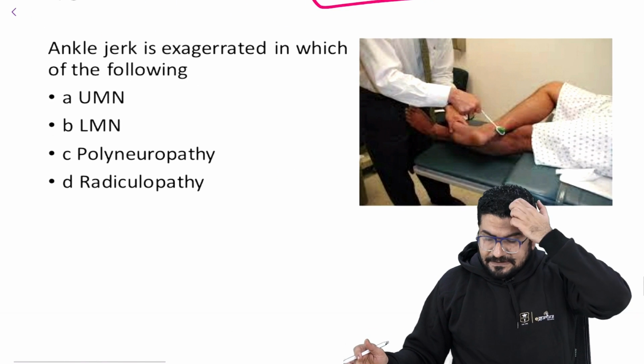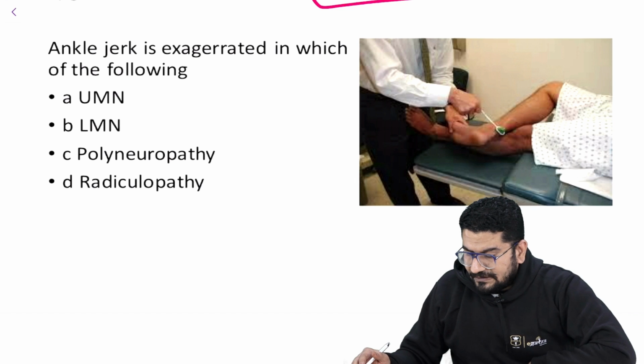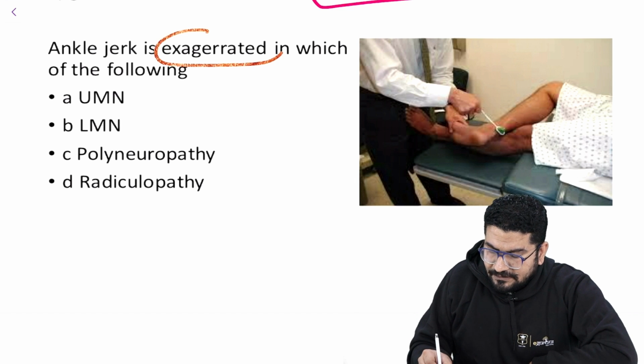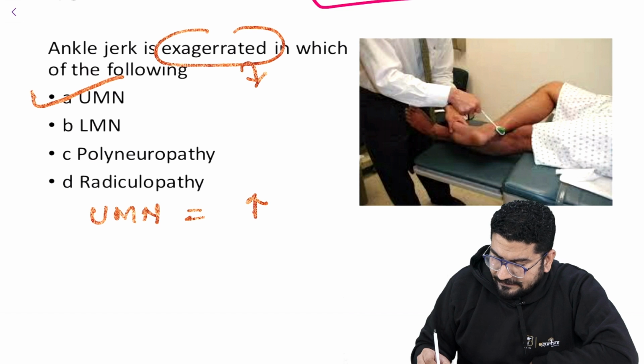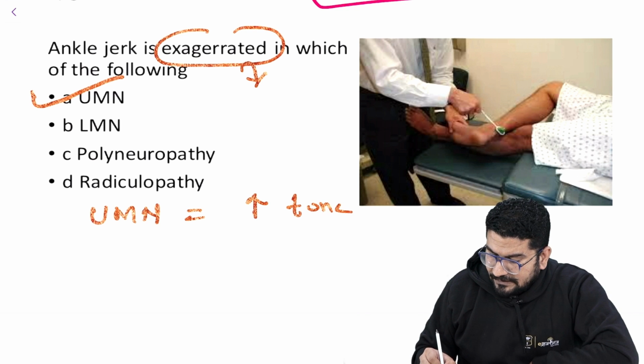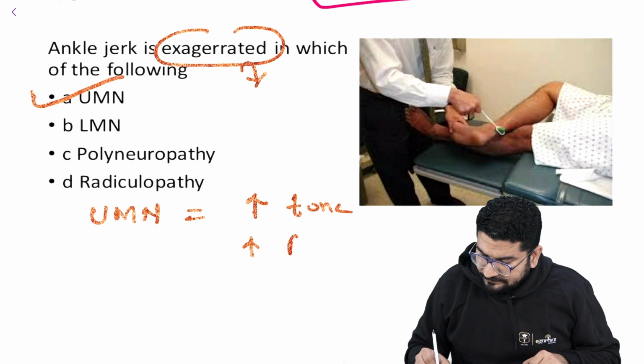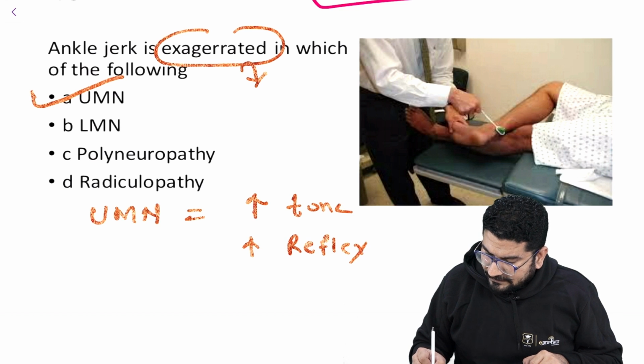Next MCQ: ankle jerk is exaggerated in which of the following? So you can see these exaggerated jerks. These are features of UMN lesion, right? In UMN lesion, we can see increased or brisk reflex. You can see increase in tone, right? There is hypertonia. You can see increase in reflex. So there will be brisk reflex or exaggerated reflex.